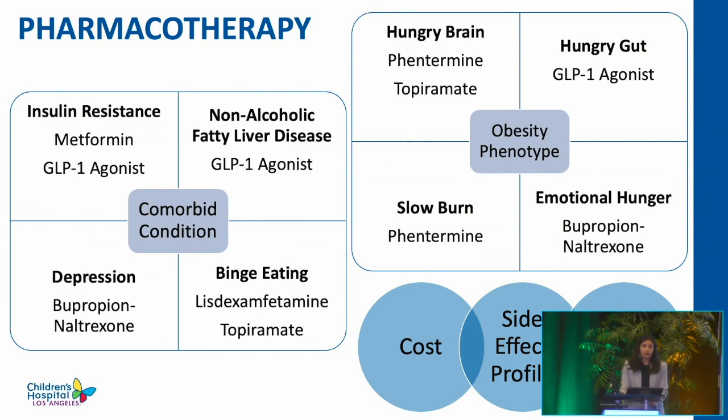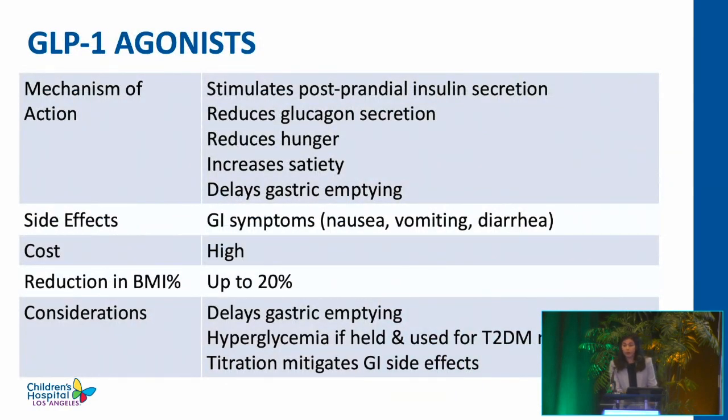So now I'd like to go through 2 pharmacotherapy agents that have implications to us as anesthesiologists. The first are GLP-1 agonists, which work to stimulate postprandial insulin secretion, reduce glucagon secretion, reduce hunger, increase satiety, and something that's important to anesthesiologists, delay gastric emptying. There are quite a few side effects, but by far the most common are GI symptoms, specifically nausea, vomiting, and diarrhea, and 50% of adolescents who are on this medication experience these side effects.